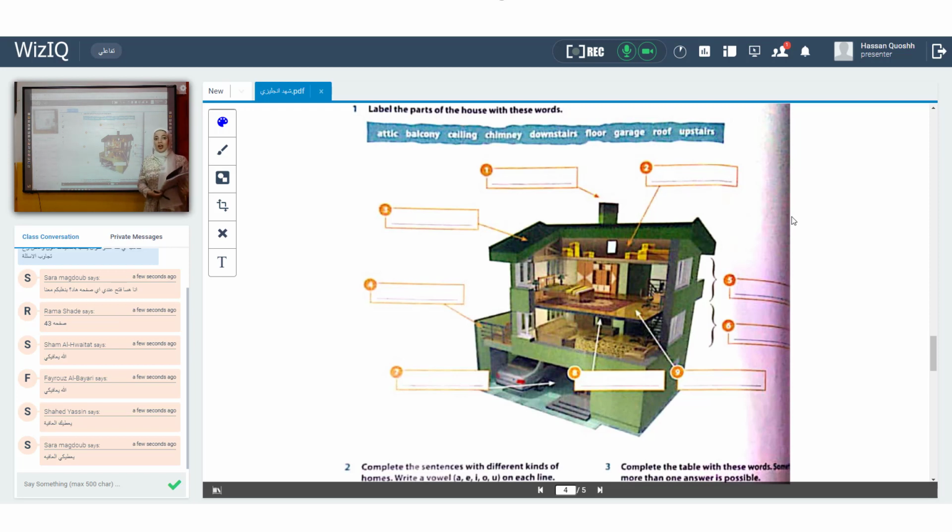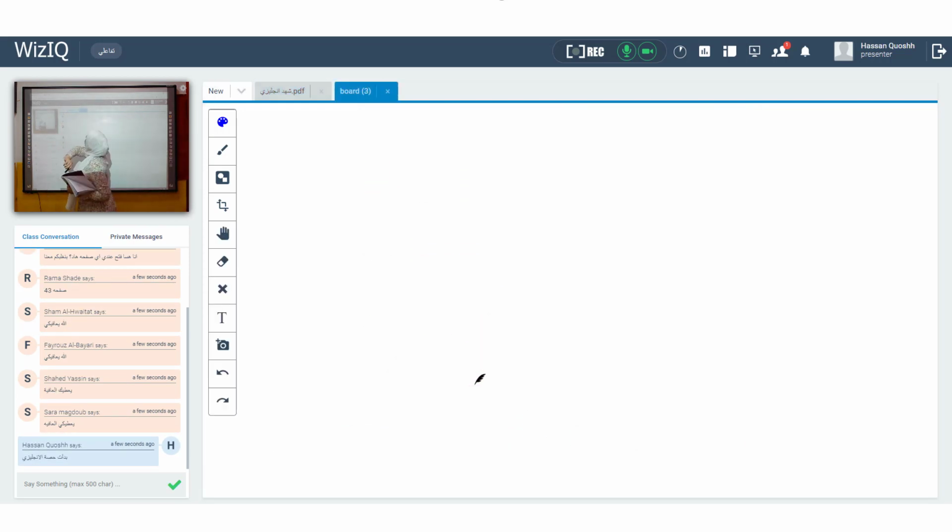All of you open page 16? Okay, my student. Now, label the parts of the house with these words. We have here words, okay? First, we'll know what's the meaning of these words, and we will return to them in other time.